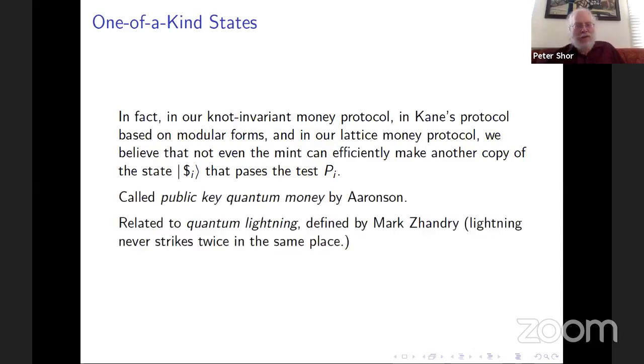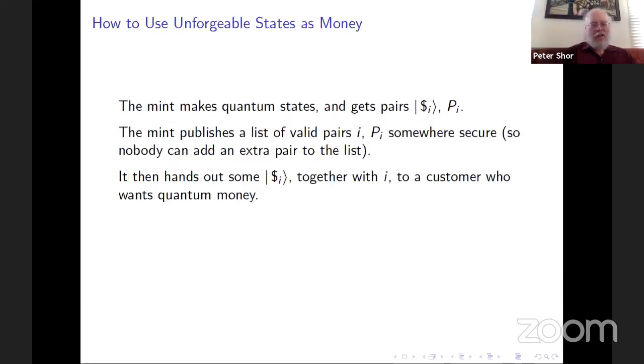This property is called public key quantum money by Scott Aaronson, which I'm not entirely convinced is the right name, because what key is public in this thing? And Marc Zhandry calls something very closely related quantum lightning, because lightning never strikes twice in the same place. And our scheme satisfies this.